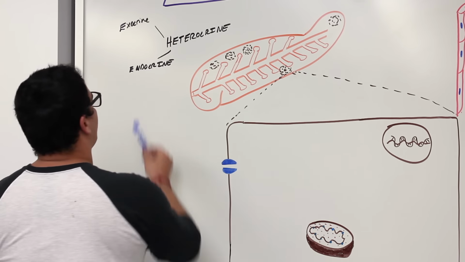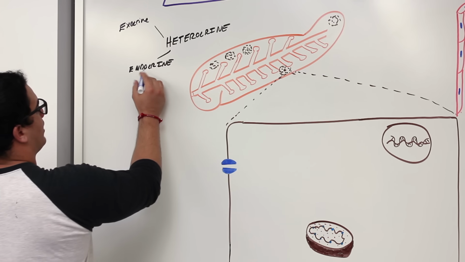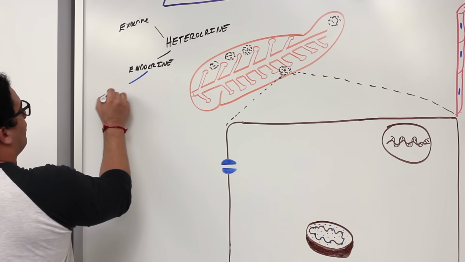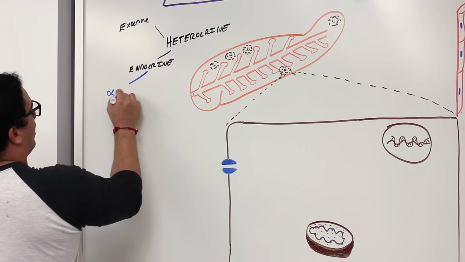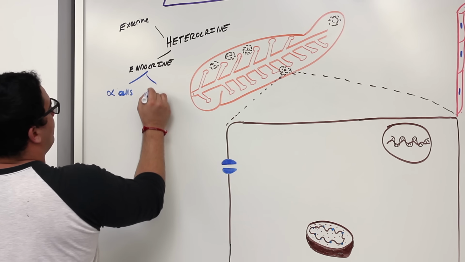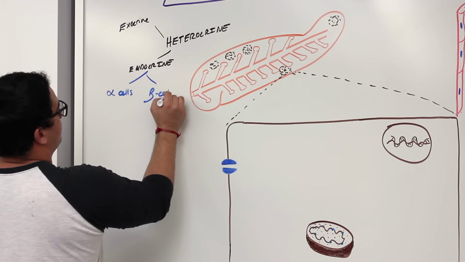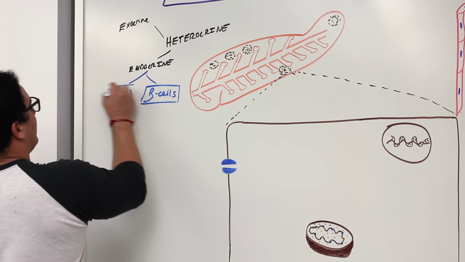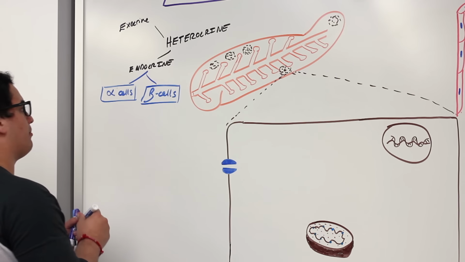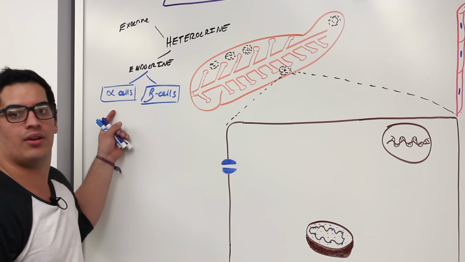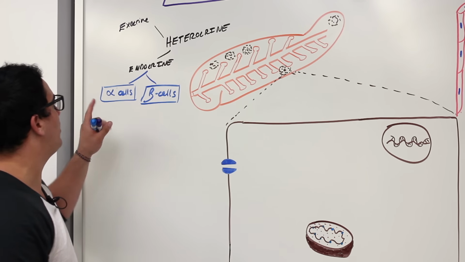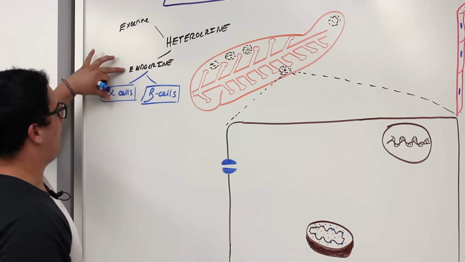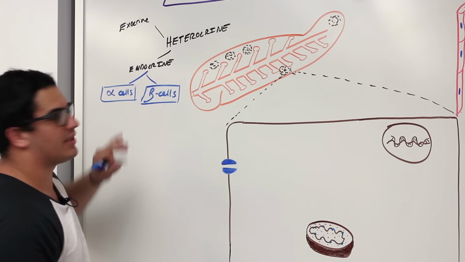Now the endocrine producing tissue is actually made up of alpha cells and beta cells. These are the two more significant ones. There is more than just alpha cells and beta cells. There are even delta cells and F cells and PP cells. There's a whole bunch of different types of cells. So this endocrine portion is the alpha cells and the beta cells.